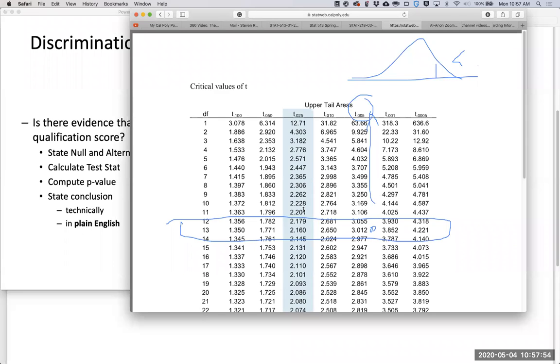Less than 0.005. And the lower tail area is also less than 0.005 on either end. The p-value less than 0.001. So the p-value is less than 0.001.